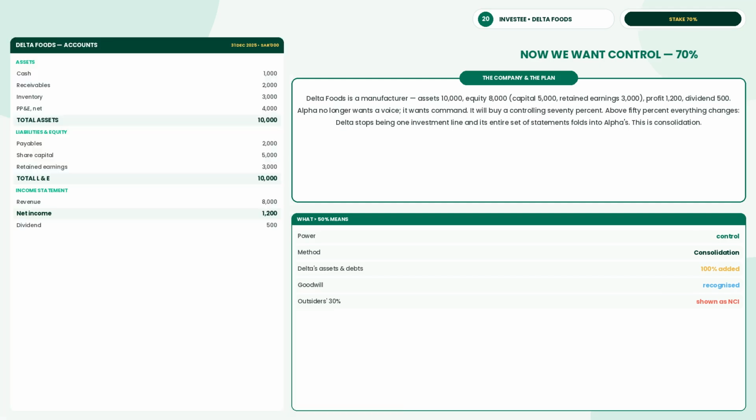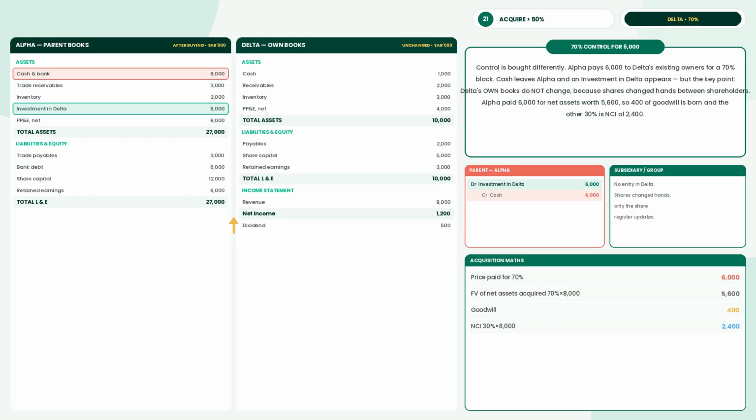Here is Delta Foods. It has assets of 10 million, liabilities of 2 million, and net assets of 8 million. Its annual profit is 1,200,000 and its dividend is 500,000. Alpha buys 70% and gains command over relevant decisions. Delta is now a subsidiary. Consolidation adds all of Delta's assets and debts, not merely 70%, because Alpha controls the whole operating platform.